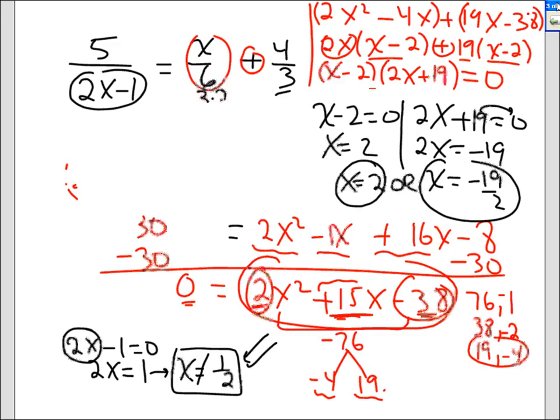So we can't allow a half to be an answer. If 2 would have been a half instead, I would have rejected that answer, and the answer would only be negative 19 over 2. And that is how you do that problem. And let's try one more.